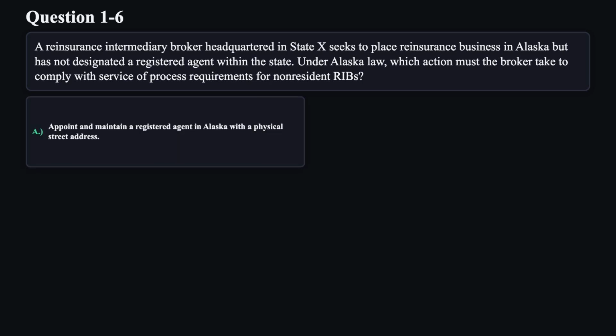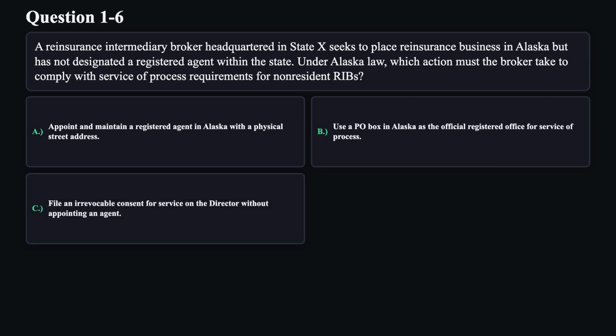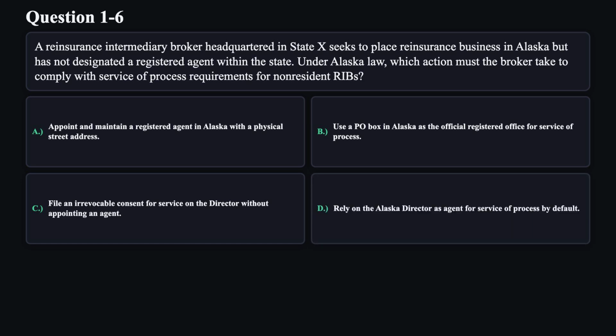A. Appoint and maintain a registered agent in Alaska with a physical street address. B. Use a P.O. box in Alaska as the official registered office for service of process. C. File an irrevocable consent for service on the director without appointing an agent. D. Rely on the Alaska director as agent for service of process by default.